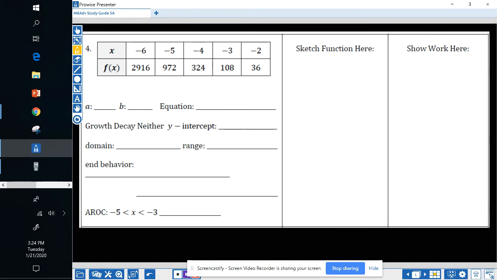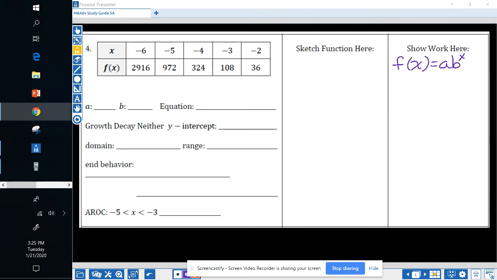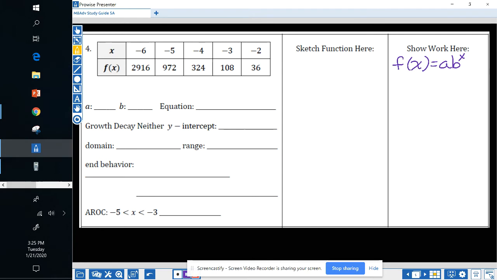Let's do number 4. Same idea. We're going to write the equation in the form of f of x equals ab to the x. So let's find the b value. I'm going to take these last 2 outputs and compare those to find the b. So b equals 36 over 108. When I simplify this, I get 1/3. So that's going to be my b.